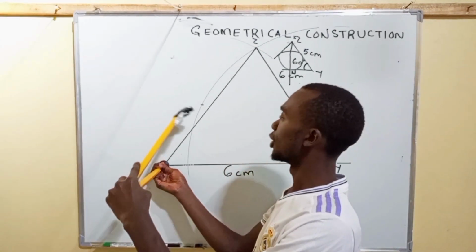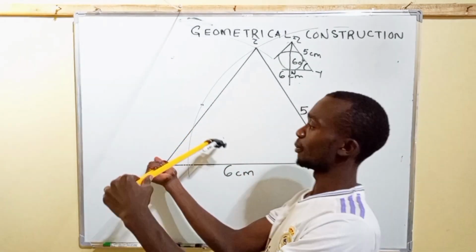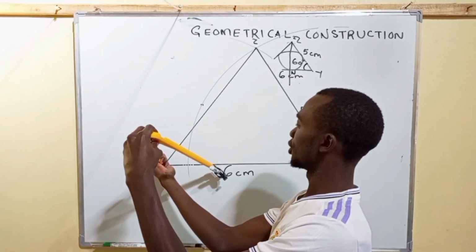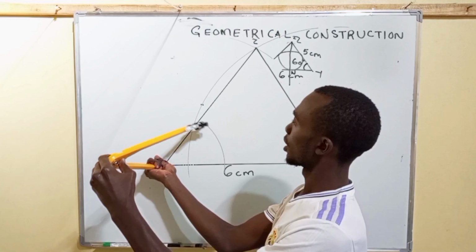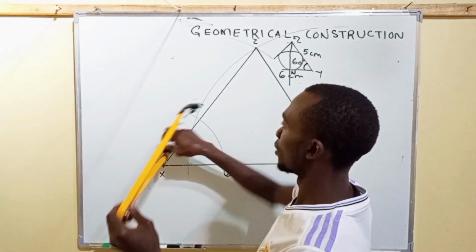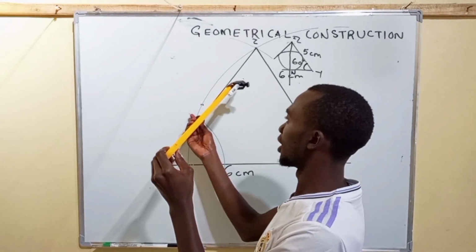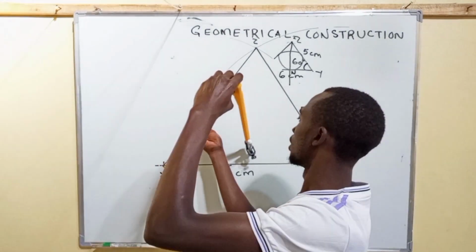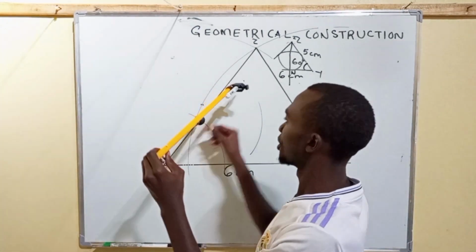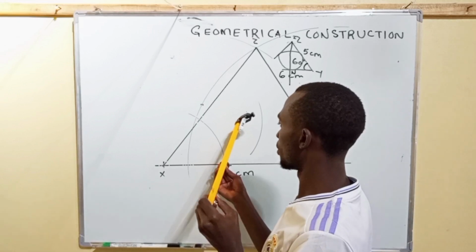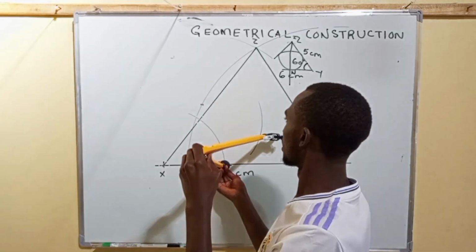So I need to bisect this angle at this particular point. So I make an arc this way. Then where the arc meets the line, forming an angle at this particular point, make an arc. Using the same dimension, move your compass, then come at this particular point, make an arc.